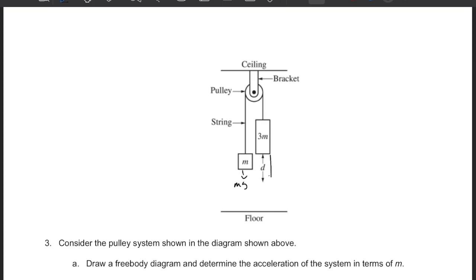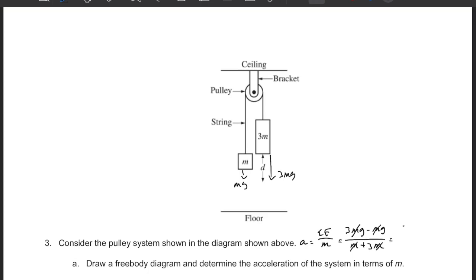Free body diagrams here, I'm just showing the external forces. Yes, tension is going up, but tension's internal, so I didn't really mess with that at all. We know acceleration is net force over total mass. In this case, the net external force would be 3mg minus mg, and then the total mass would be m plus 3m. Looking at this, we can easily eliminate the m's. I know it's said in terms of m, but they cancel out.